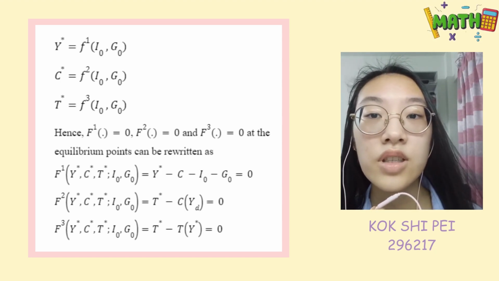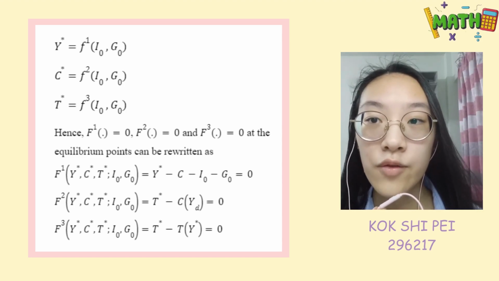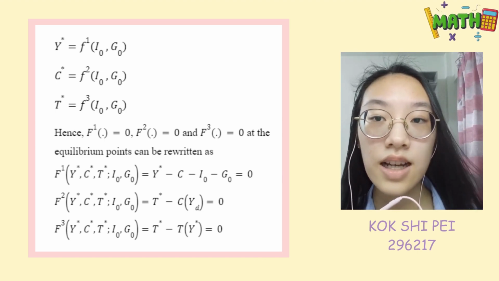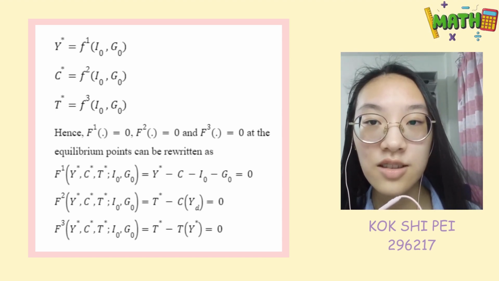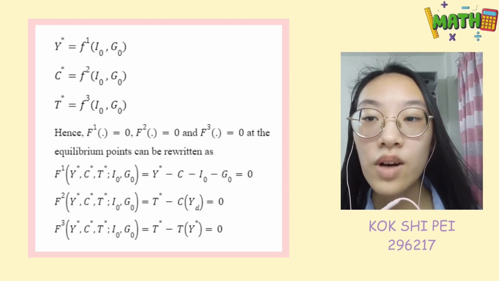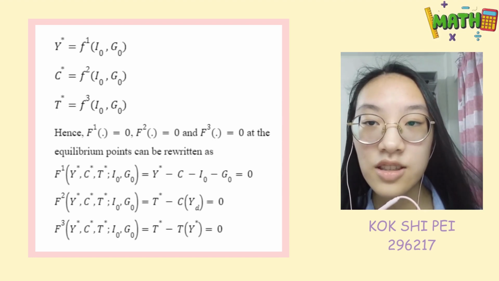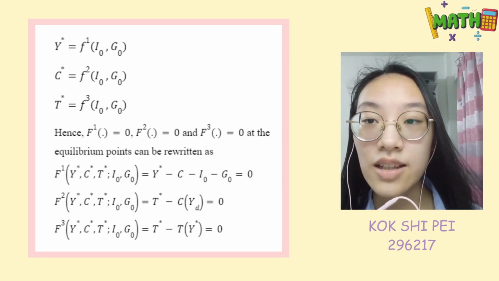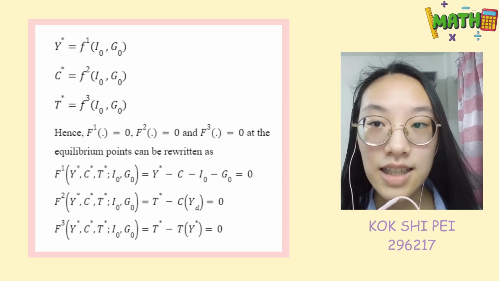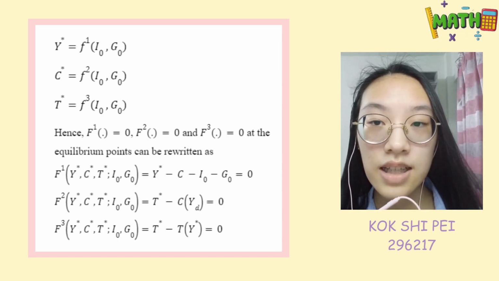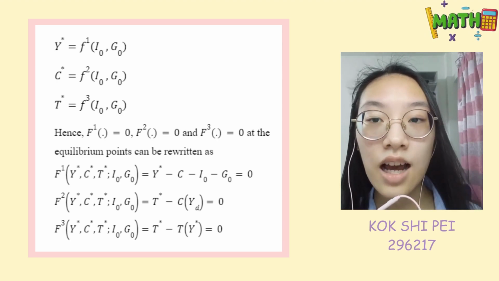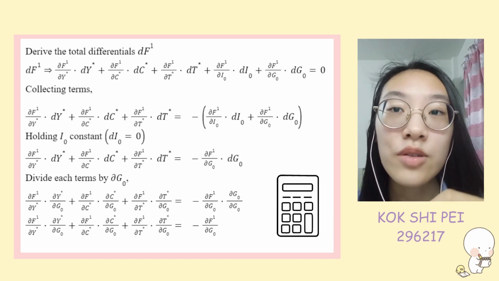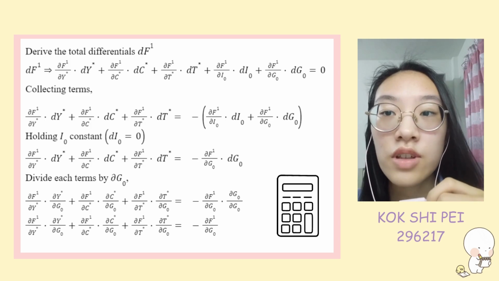Hence, the equations can be rewritten as F1(Y*, C*, T*, I0, G0) = Y* - C* - I0 - G0 = 0. F2(Y*, C*, T*, I0, G0) = C* - C(Yd) = 0, and F3(Y*, C*, T*, I0, G0) = T* - T(Y*) = 0.